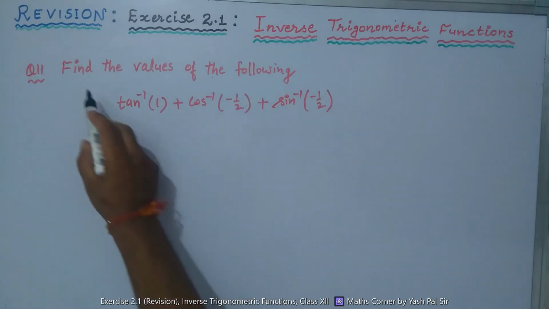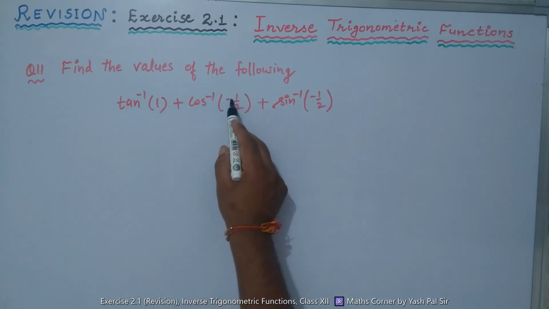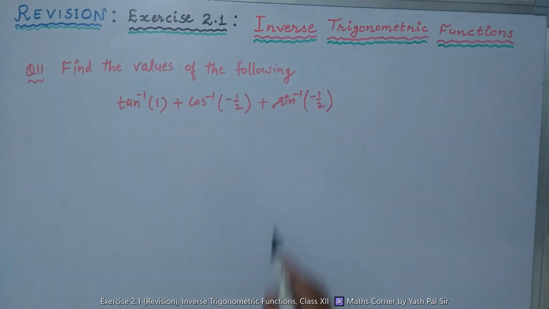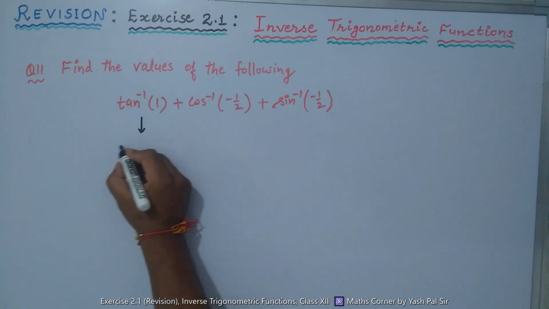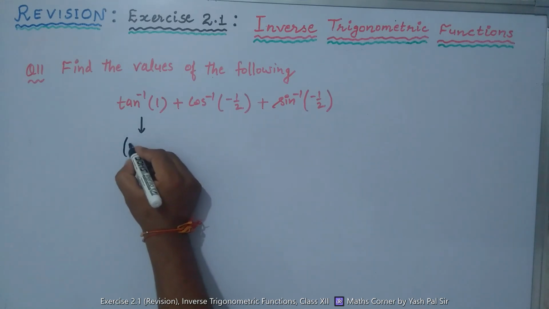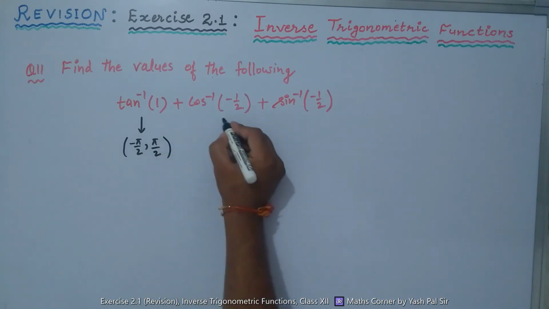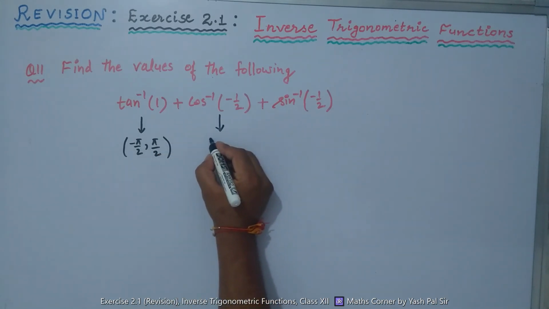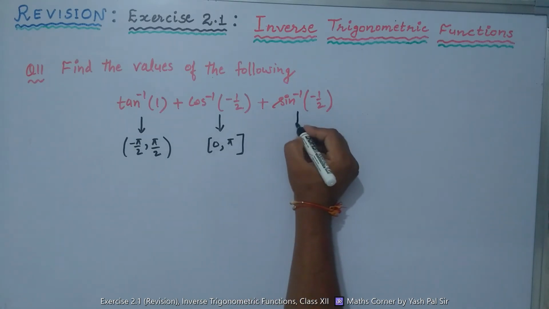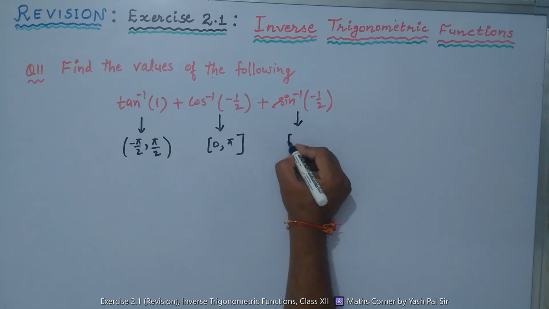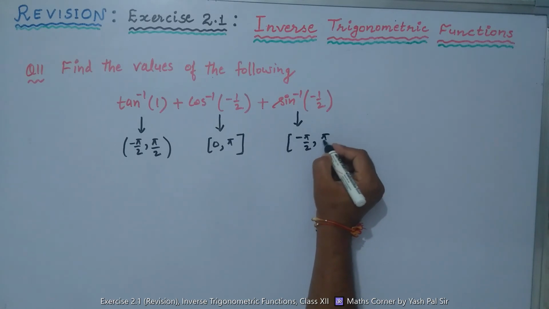Question number 11. Find the value of the following: tangent inverse 1 plus cos inverse of minus 1 upon 2 plus sin inverse of minus 1 upon 2. First of all, what is the range of the tangent inverse function? The range is minus pi by 2 to plus pi by 2. Similarly, the range of the cos inverse function is 0 to pi. And the range of the sin inverse function is minus pi by 2 to plus pi by 2.